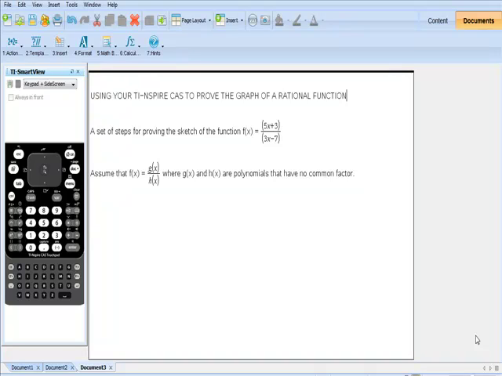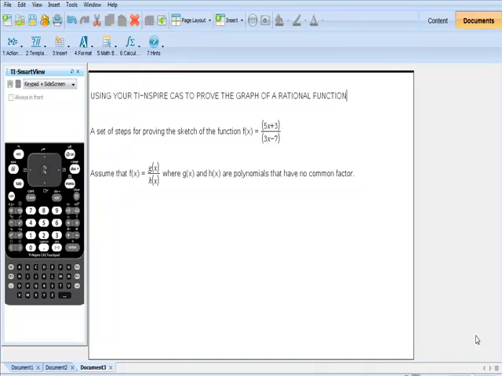Okay, using your TI-Nspire CAS to prove the graph of a rational function. I think this video is going to be really helpful for educators, including professors, but also for those of you who are taking AP exams where you may be allowed to use a calculator, but you can't put down as your answer, "I got the answer by using my calculator." But you could use your calculator to verify the suspicions that you do have.